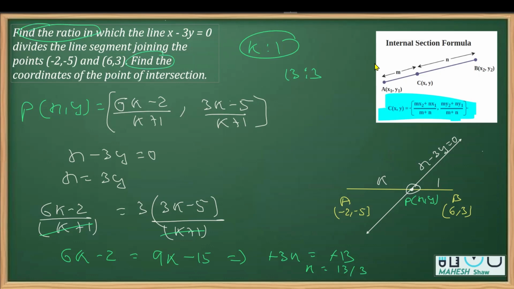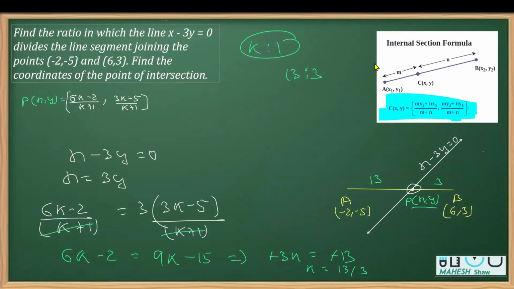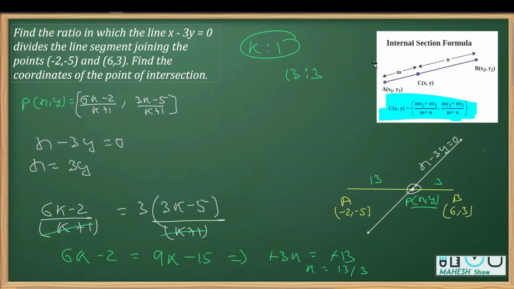Now what they say finally is to find the coordinates of this intersection. That means now we have to get the value of this coordinate. Well, once we have got the value of k, we can plug in k over here, or we can replace the ratio with 13 is to 3 and get the coordinate of P. So let's figure out how we can do this part. We can make a small space over here to adjust the remaining part of the working.